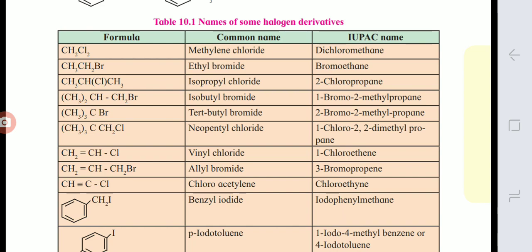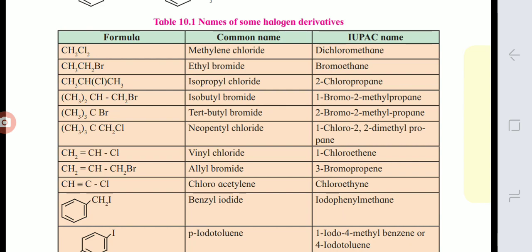your structure is CH3 C CH3 CH3 dash CH2 Cl. So if there are 2 methyl groups on the second carbon of the chain, the compound becomes a neo compound. Total there are 5 carbons, so pentane is the parent compound and the group becomes neopentyl. Your halogen is present on the ending carbon, so chlorine is the functional group, so chloride. So the common name is neopentyl chloride.